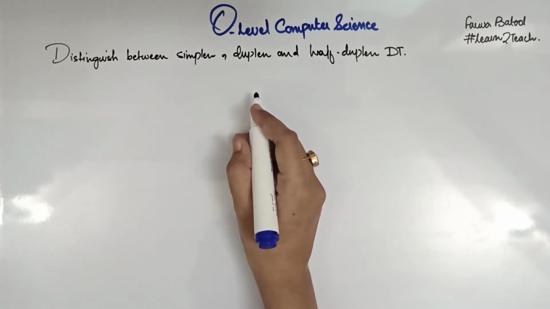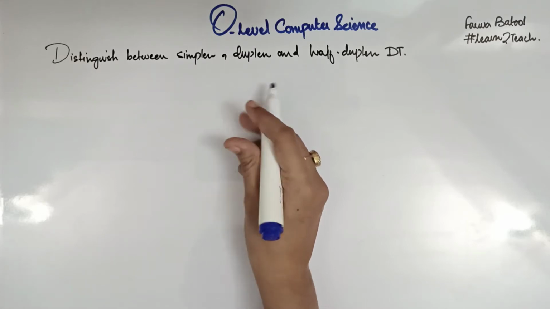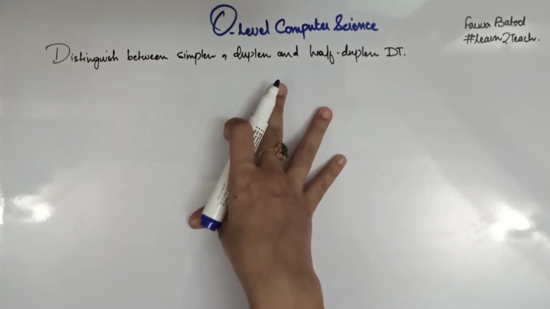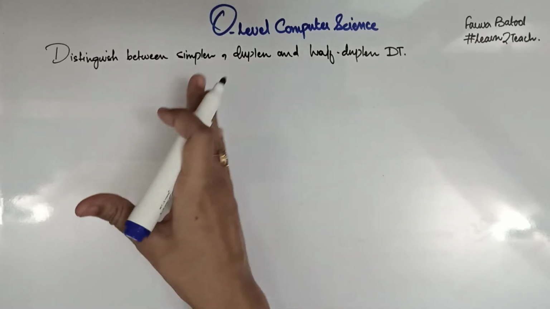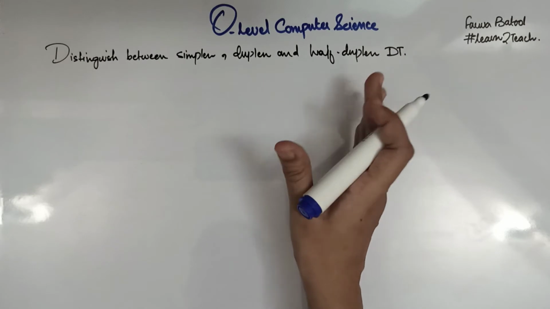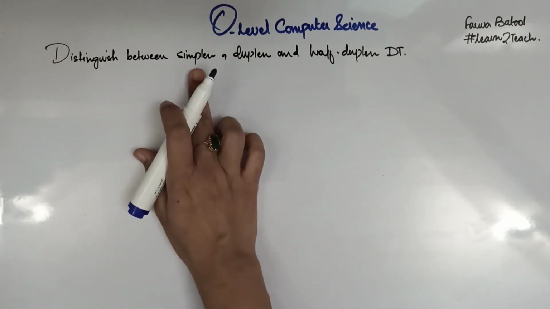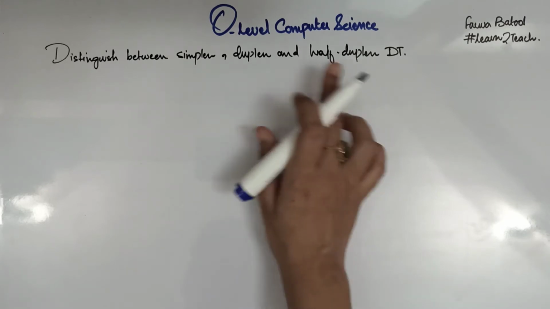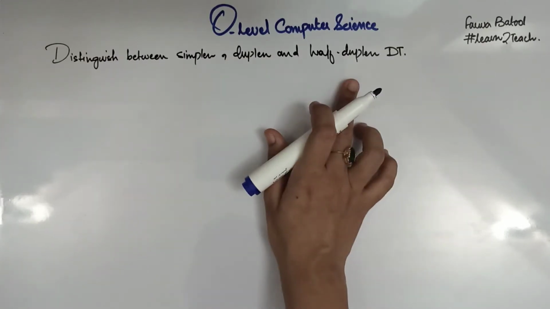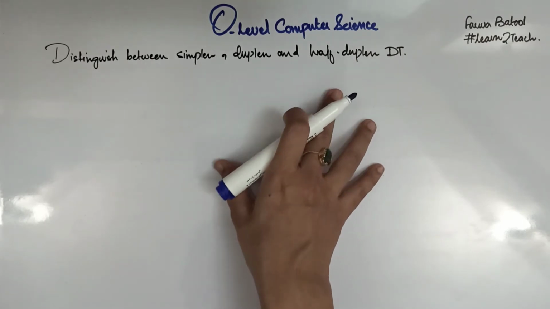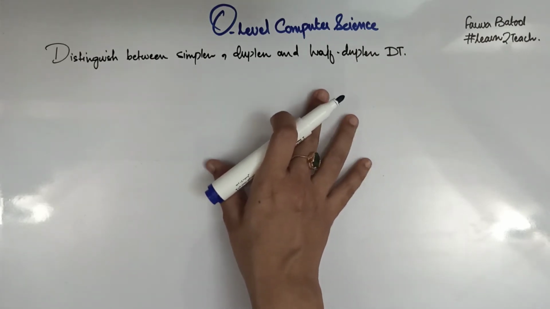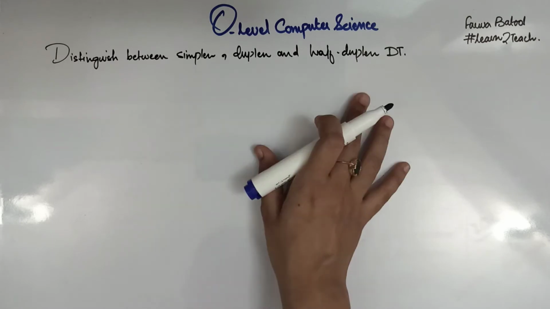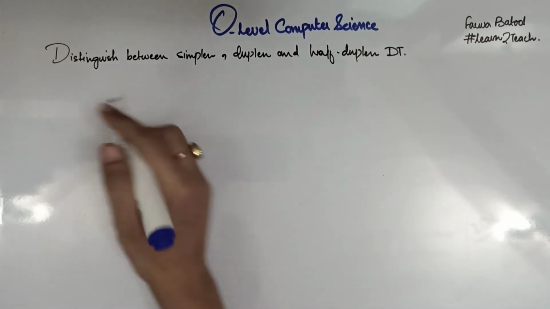So, in my previous video, we have discussed the difference between serial and parallel data transmission, right? In this video, I am going to teach you the different modes of data transmission. The very first is simplex, then we have duplex, then we have half-duplex data transmission. These are the three different modes of data transmission, and in this video I am going to tell you the difference between these three. So let's begin.